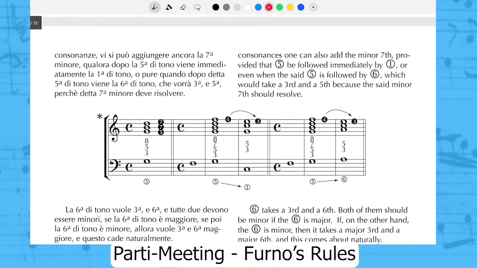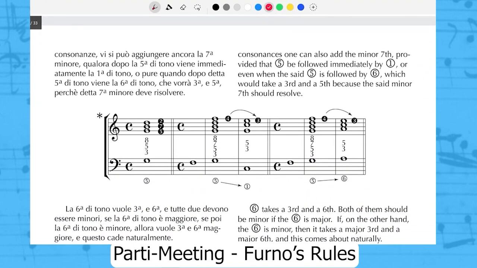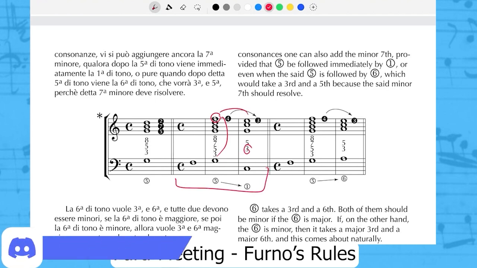Okay. So he's saying that the minor 7th must resolve. In this case, first example, going to the third. In the second case, 5 6 in the bass, from 7 to 5.